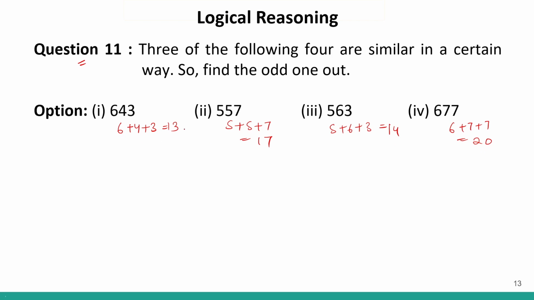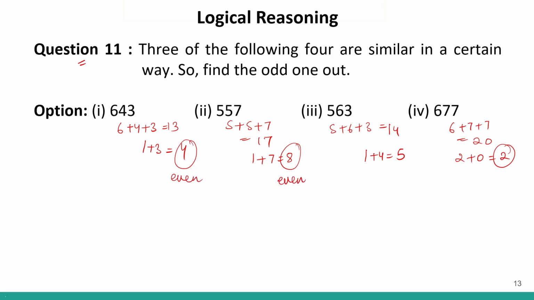But now let me sum them more. If I do 1 plus 3, coming to a single digit, I will get 4. If I sum 1 plus 7, I will get 8. Similarly, 1 plus 4 gives me 5. And 2 plus 0 will give me 2. So now I can see that 4, 8 and 2 are even sums, correct? If we sum the digits to a single digit, we are getting even sums. But in this case, this is odd, correct? So my odd one out will be option number 3.